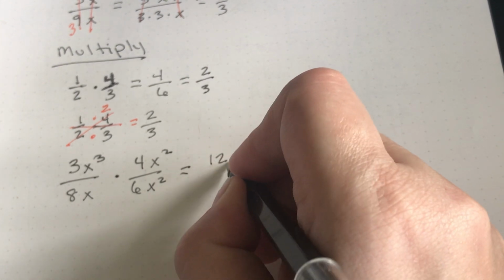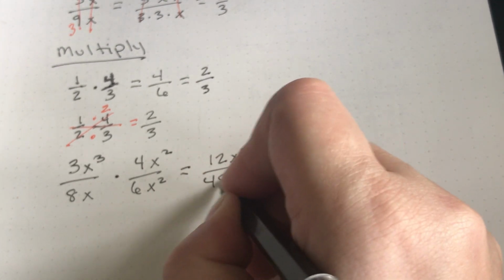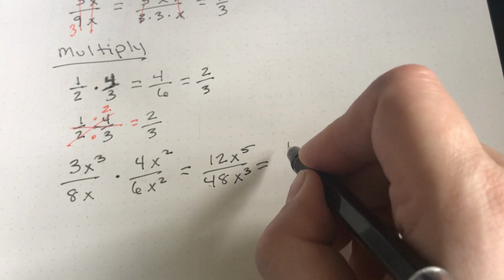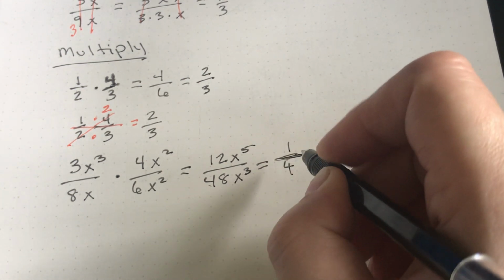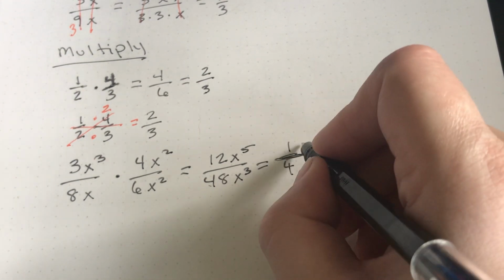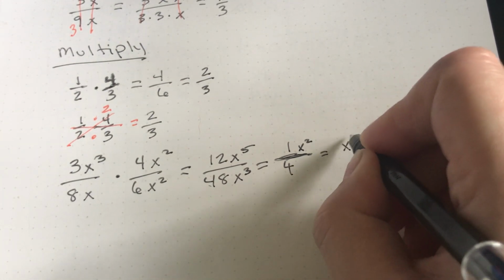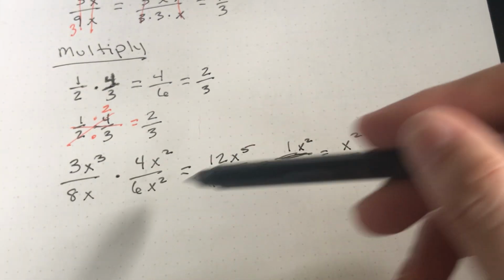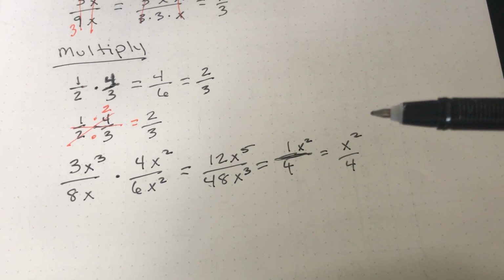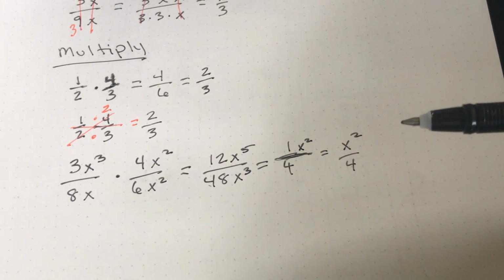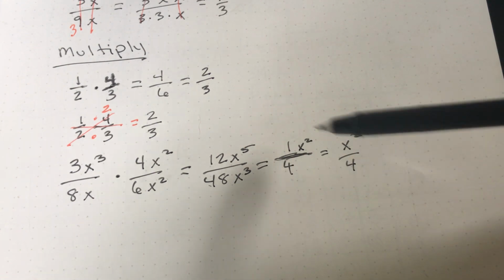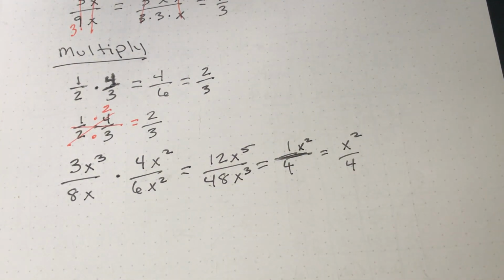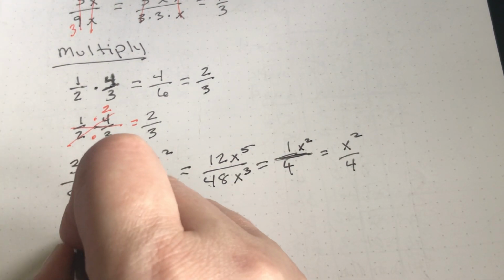So this would be 12x to the 5th over 48x to the 3rd. And then 12/48 is 1/4. And x to the 5th over x to the 3rd is x squared. So this is x squared over 4. Okay, so that's one way. For a problem like this, that might even be the easiest way. But as things get more and more complicated, multiplying them out first and then simplifying is going to get a lot less efficient. So I'm going to show you how we could simplify first and then multiply.